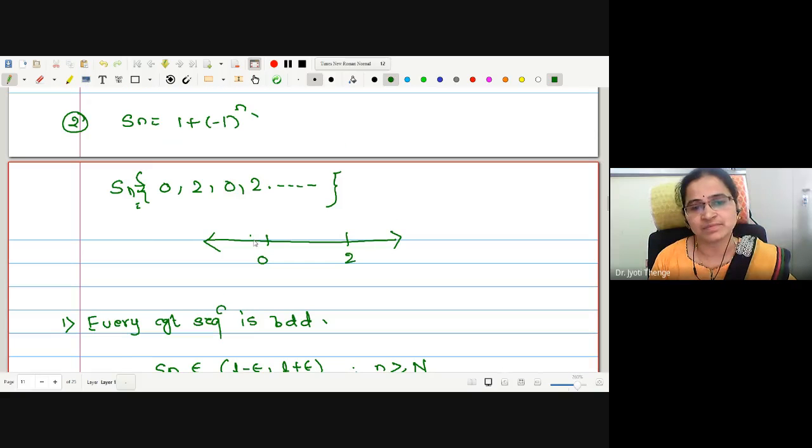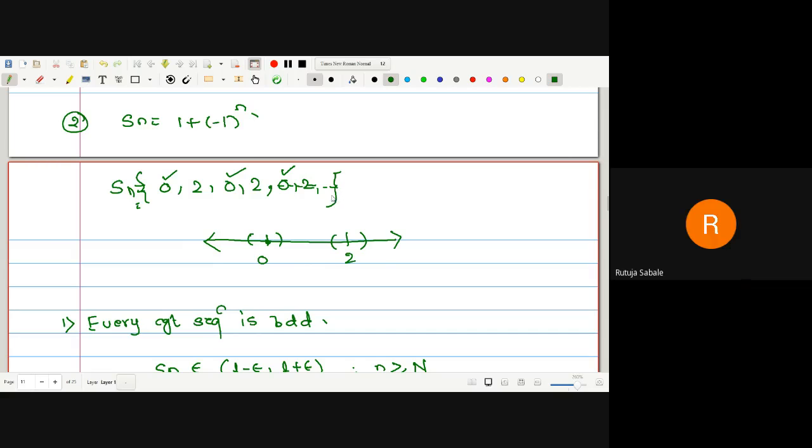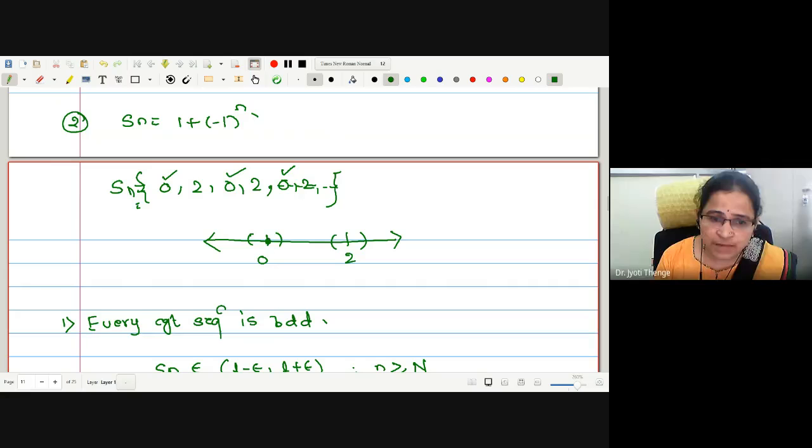Because if I want to check whether 0 and 2 are the limit points of the sequence or not, may I say 0 and 2 are the limit points? Why? Because there are infinite zeros in the sequence: 0, 2, 0, 2. Therefore, in the neighborhood of 0, infinite points of the given sequence come. Therefore, this neighborhood of 0 contains infinite points of this sequence.